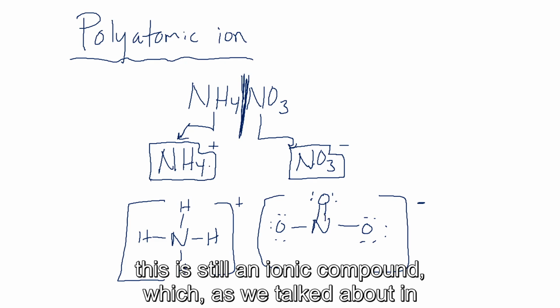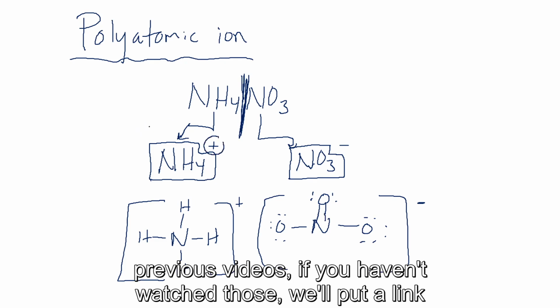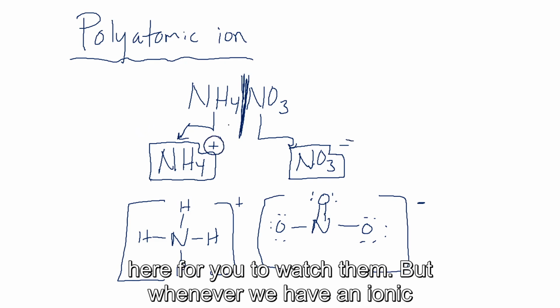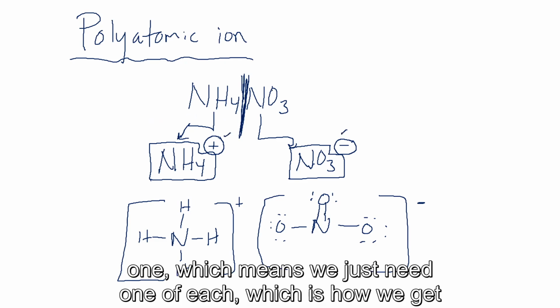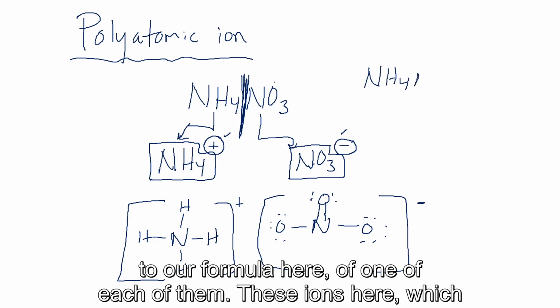So ultimately, this is still an ionic compound, which, as we talked about in previous videos, if you haven't watched those, we'll put a link here for you to watch them. But whenever we have an ionic compound, we want to equal 0. So that's +1 and -1, which means we just need one of each, which is how we get to our formula here of one of each of them.